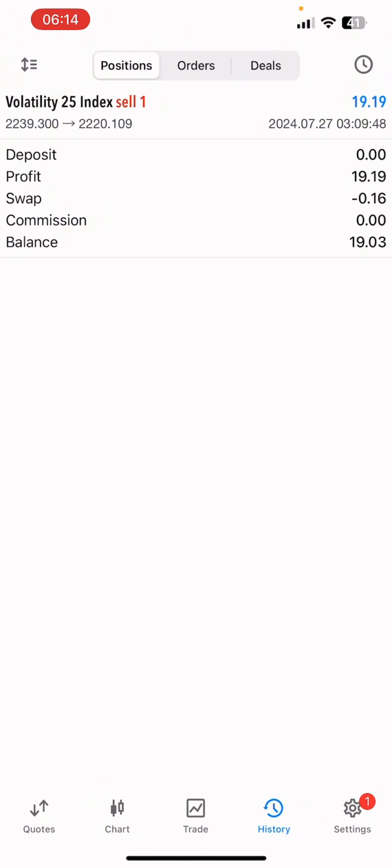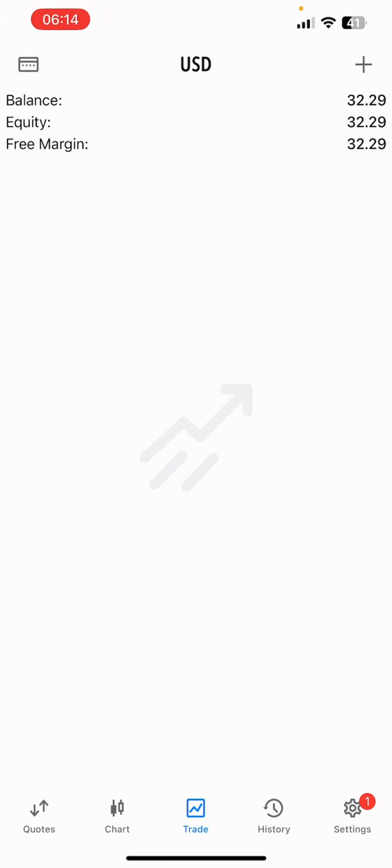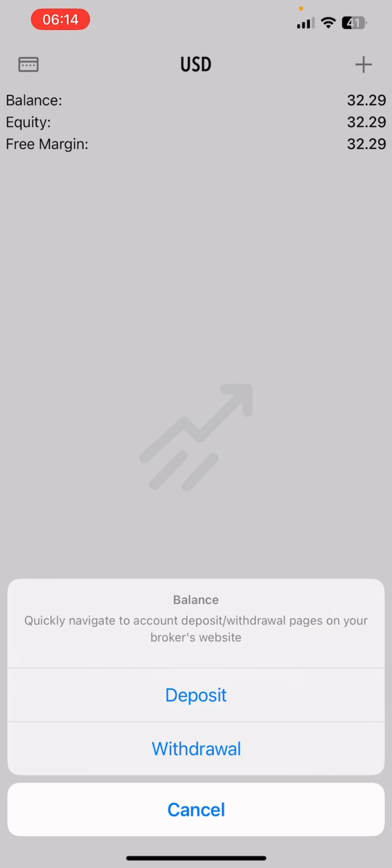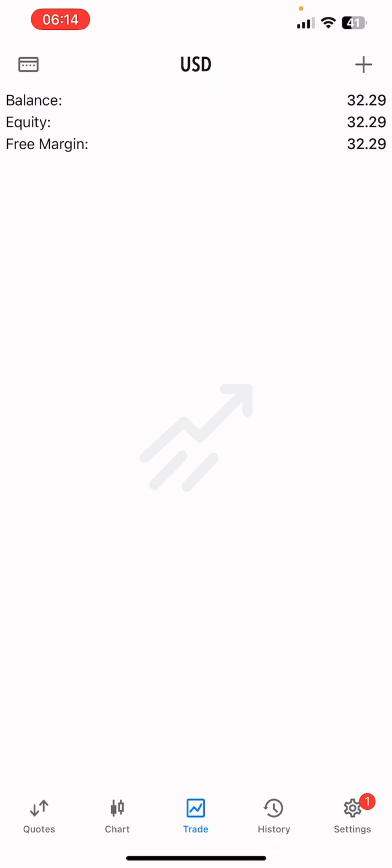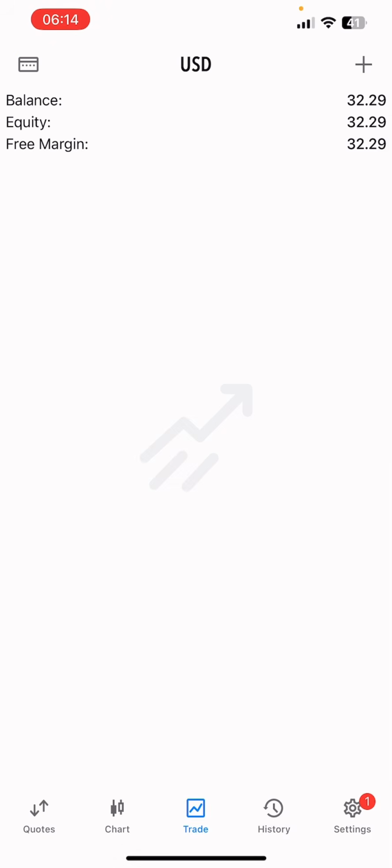So I'm currently trading volatility 25. I made $19 to prove this account is real. You guys are seeing, right? This account is real. And for you to know this account is real, you're going to see this box at the top here. You can see deposit and withdrawal. If this is a demo account, you're only going to see this plus icon. So I've been recently trading synthetic indices, and things have been going well.